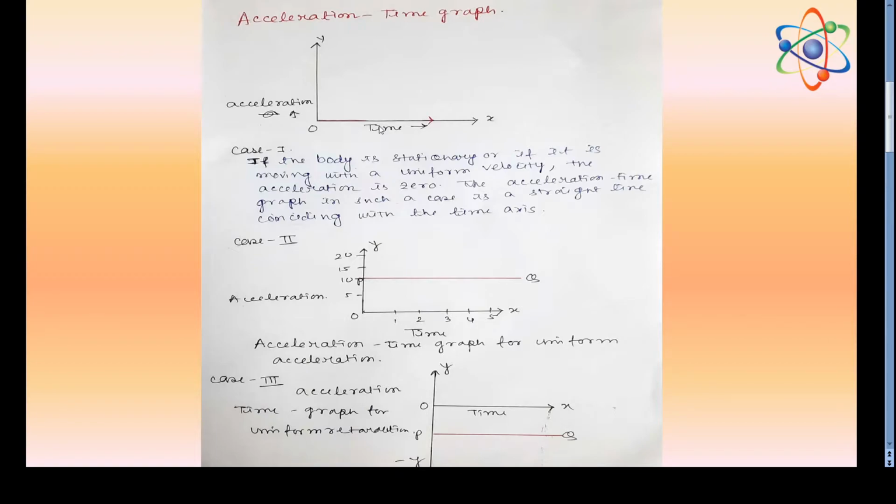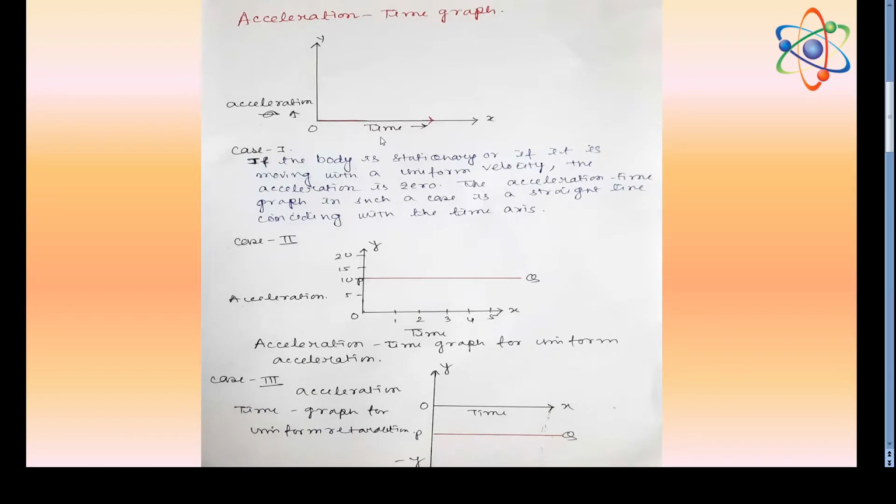In case 2 we can see, if the velocity of the body in motion increases uniformly with time, the acceleration is constant. That means we can get an acceleration like PQ. Over here we can see this PQ, which is parallel to the time axis. So acceleration is constant. In such a case, the acceleration time graph is a straight line parallel to the time axis on the positive side of the acceleration axis. The straight line PQ represents the acceleration time graph of a body moving with a constant acceleration, that is OP.